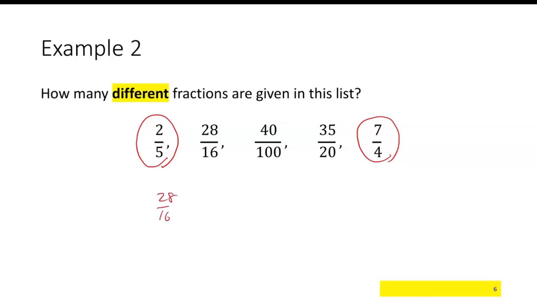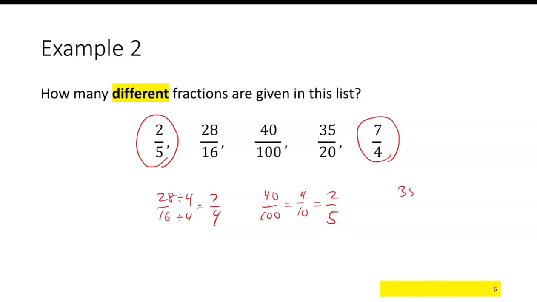28/16, those are both divisible by 4, and that becomes 7/4. So that matches the 7/4 we already have. 40 over 100, I can get rid of the 0 and the 1, so divide by 10, I get 4/10. Divide by 2, I get 2/5. So that matches the 2/5 on the left side.